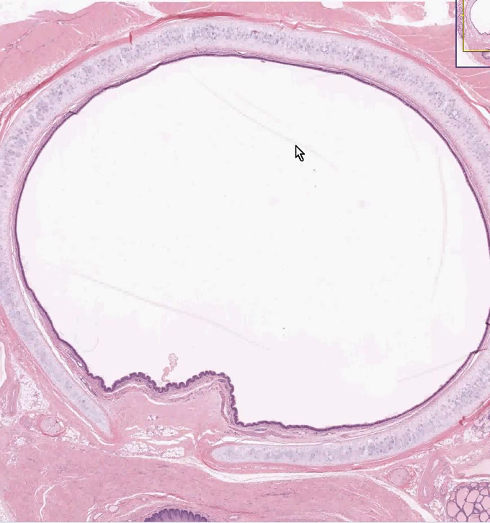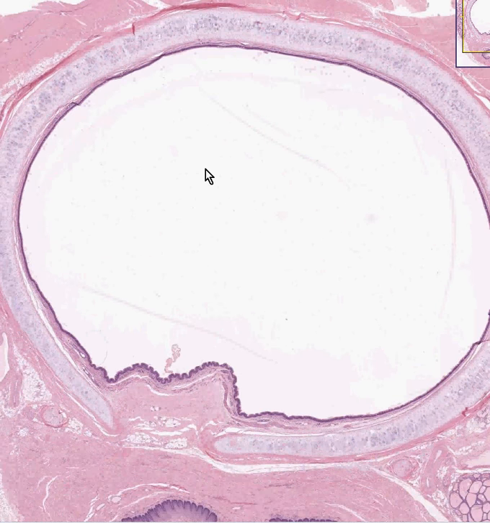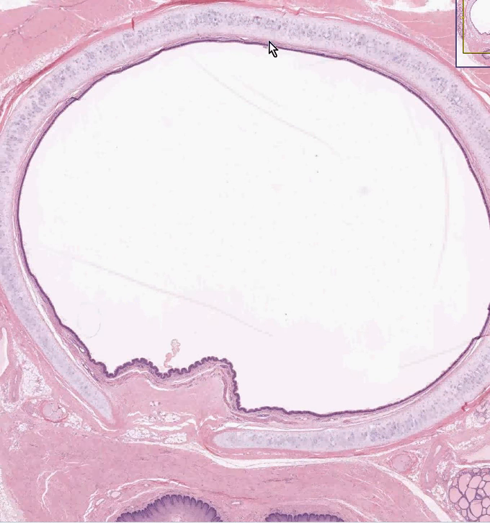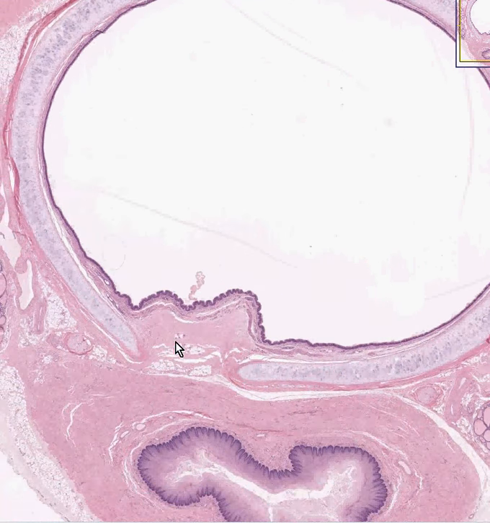What do we have here? We have a large space filled with air. We have cartilage surrounding this space almost completely. There's a small area here where there's an absence of cartilage.